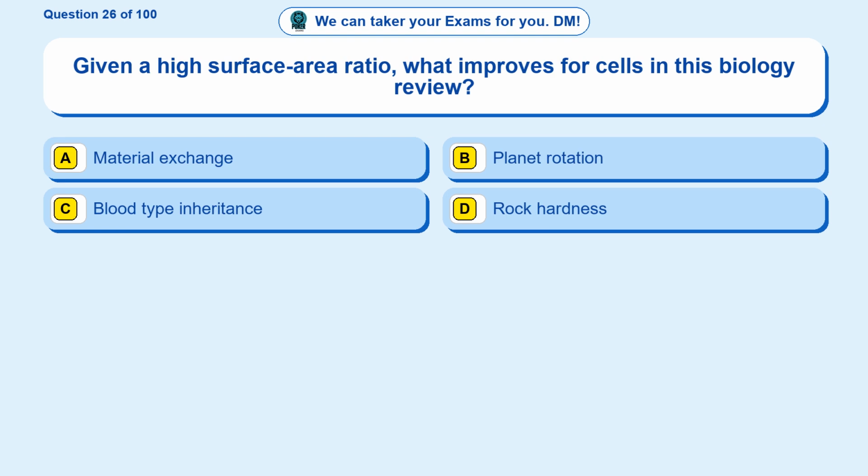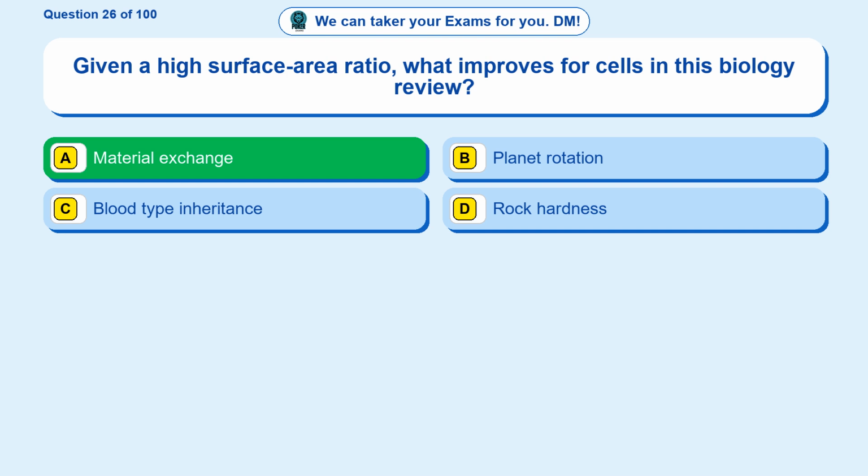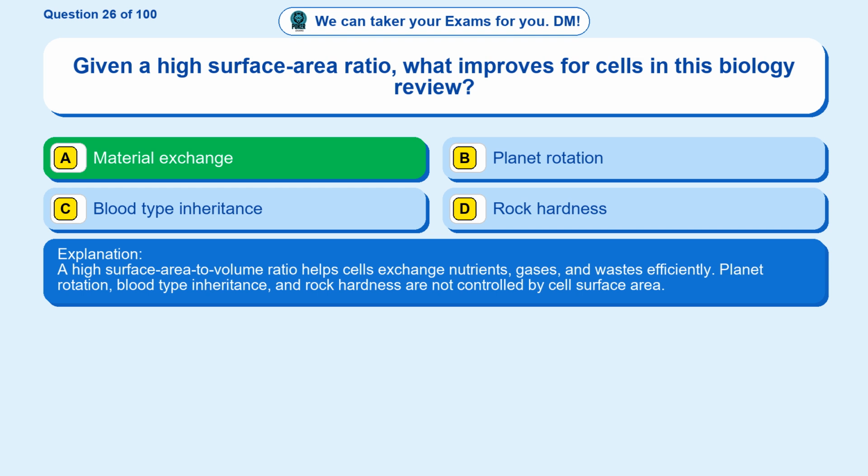Question 26. Given a high surface area ratio, what improves for cells in this biology review? Option A, material exchange. Option B, planet rotation. Option C, blood type inheritance. Option D, rock hardness. The correct answer is option A. Material exchange. A high surface area to volume ratio helps cells exchange nutrients, gases, and waste efficiently. Planet rotation, blood type inheritance, and rock hardness are not controlled by cell surface area.